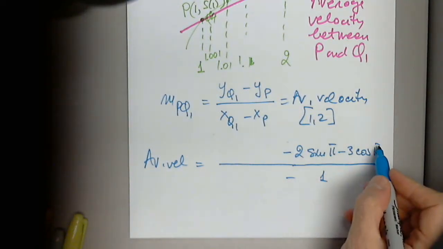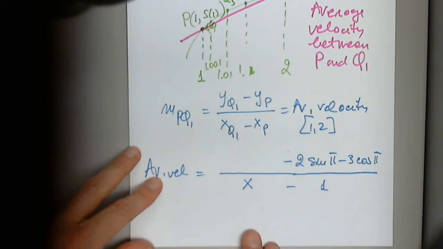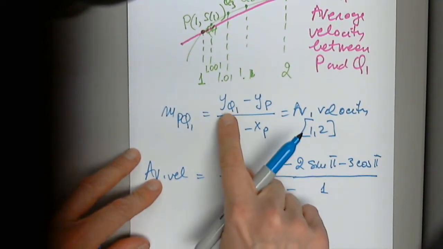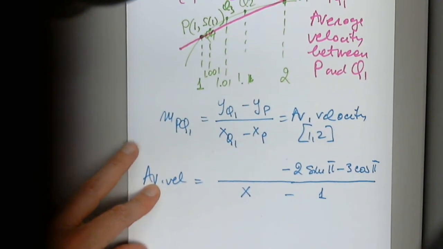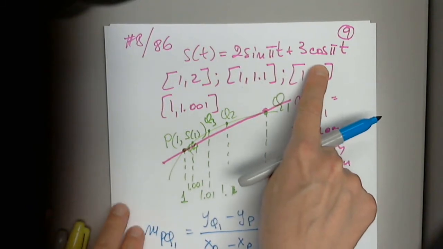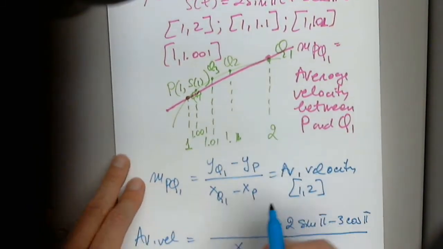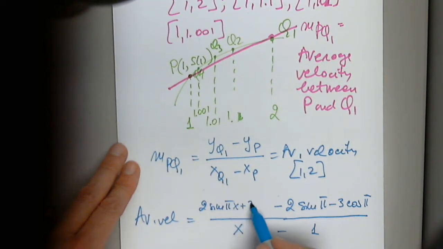So now x of Q is x. What will be y of Q for any Q? The y coordinate. This whole thing, the function, exactly what we just did in the other problem. 2 sine pi x plus 3 cosine pi x.